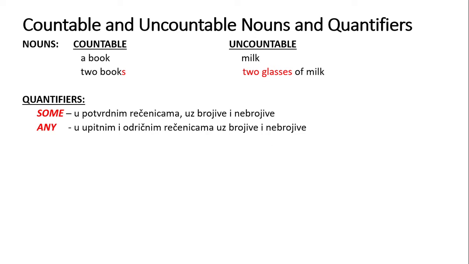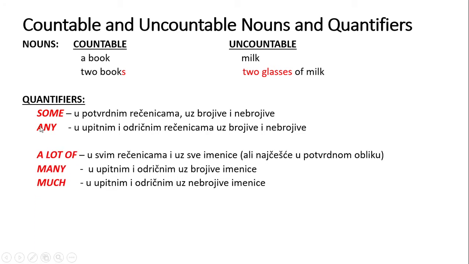It is a kind of a small quantity, but what if we are talking about large quantity? Then we can use a lot of, many, and much. But there is a difference. While we can use a lot of in all types of sentences, both with countables and uncountables, you must remember that most often we use a lot of in affirmative sentences.